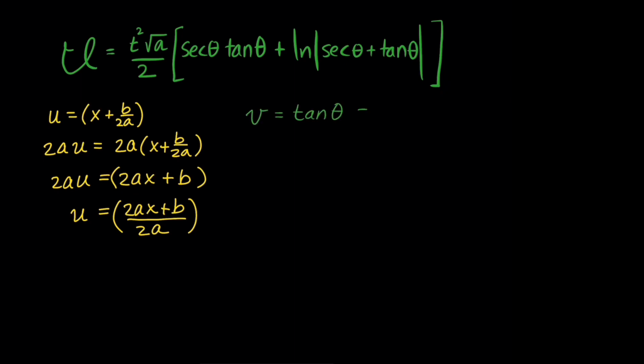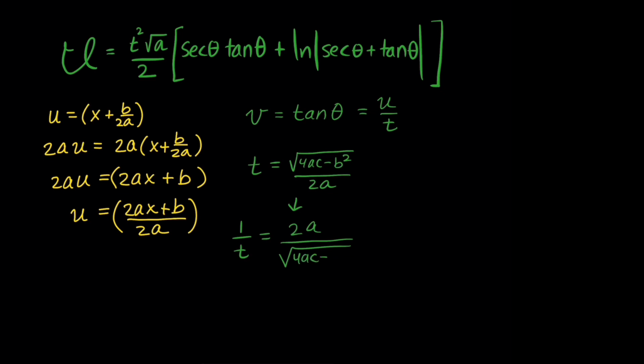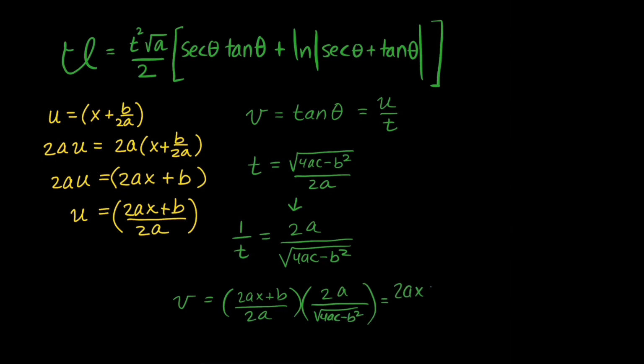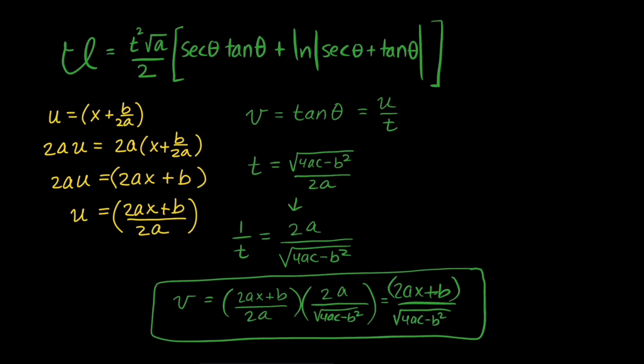Now v was equal to the tangent of theta, which is also equal to u over t by our definition. So we can rewrite that t is equal to the square root of 4ac minus b squared over 2a. And taking the reciprocal of that will help us in what we need to calculate next. So u times 1 over t will give us v, which is equal to (2ax plus b) over 2a multiplied with 2a over the square root of 4ac minus b squared, which ultimately simplifies to (2ax plus b) over the square root of 4ac minus b squared.